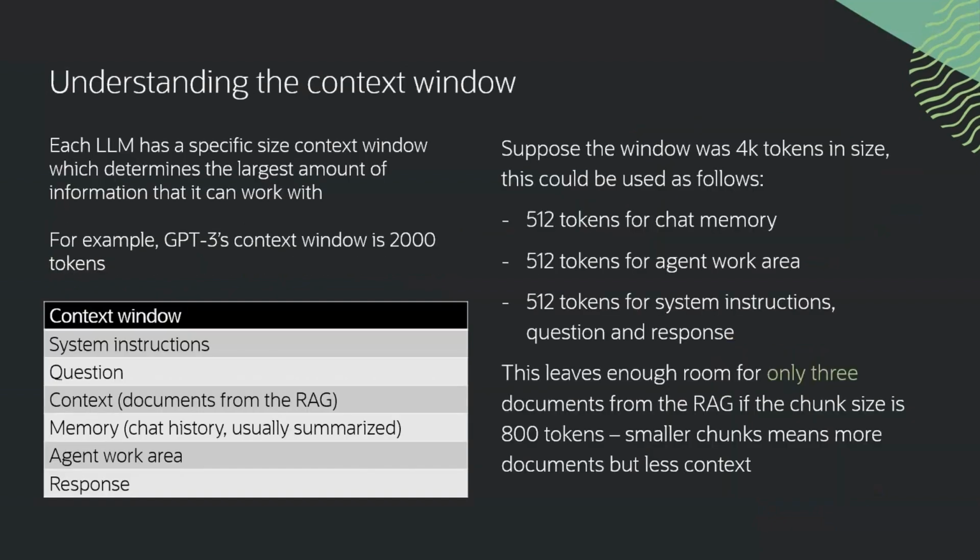The context window is a really important concept to understand. It's basically everything that the model can see. It has to hold not just the question from the user, but also the system instructions, which tell it what to do, the chat memory, the agent work area if agents are being used, all of the chunks retrieved from the vector database, and also the answer.